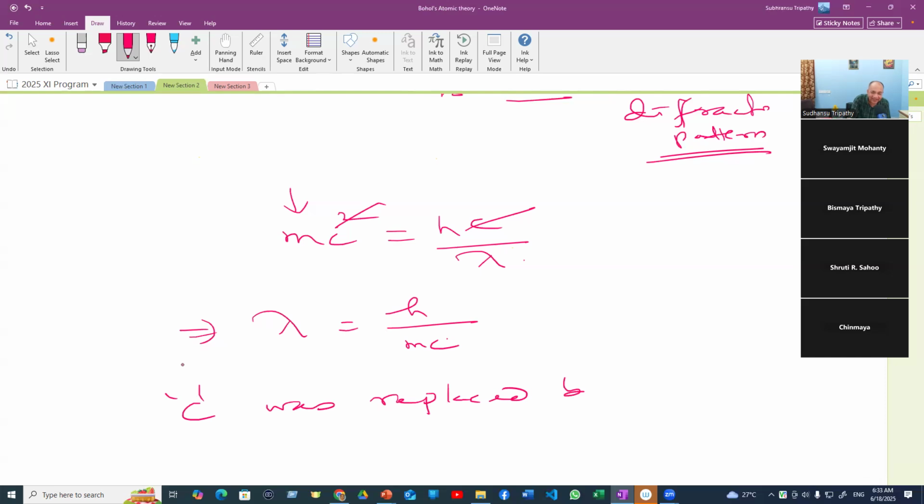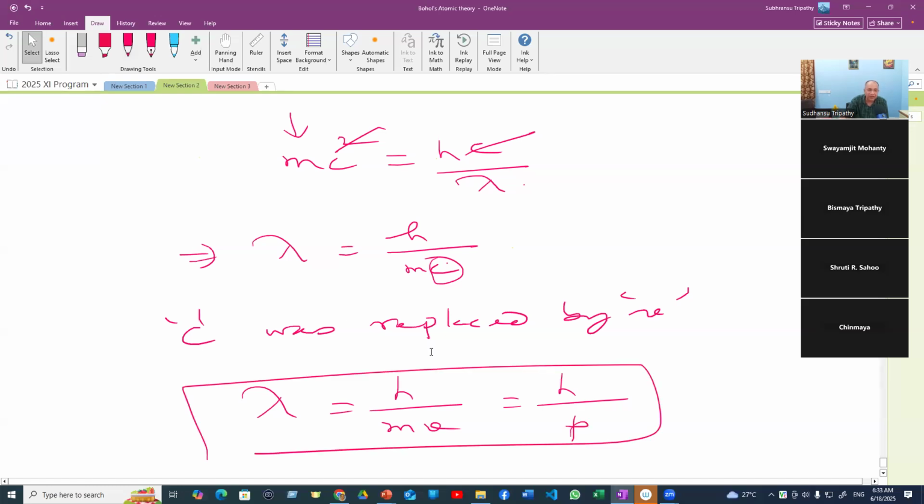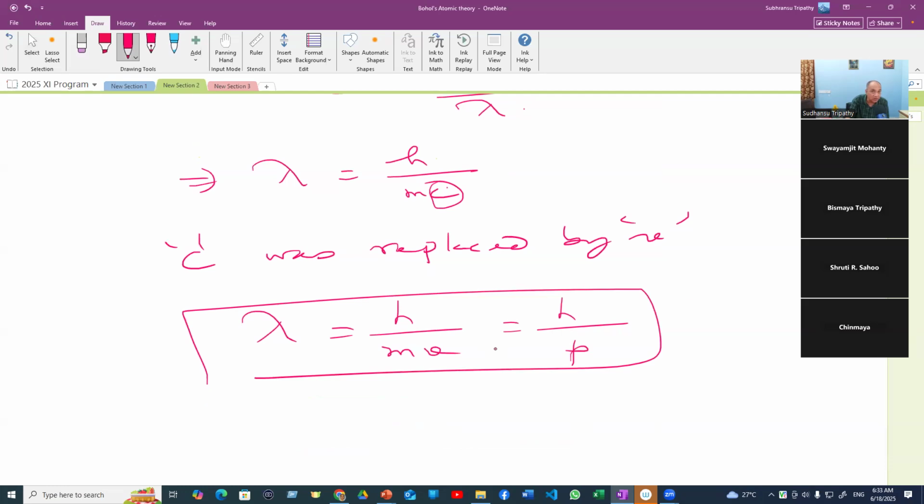For material particles, the velocity will not be exactly C; it will be less than C. So it may be C by 3, C by 4, C by 9, whatever. So the term C was changed to V. So lambda is equal to h by mv or h by p, where V is the velocity of the material particle that is moving, which is never equal to C. V is the velocity of the material particle.